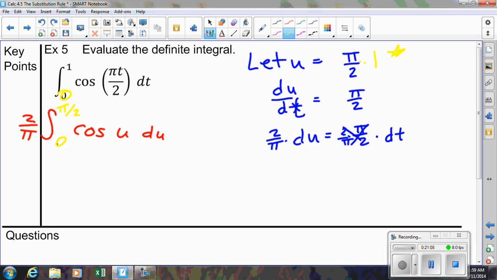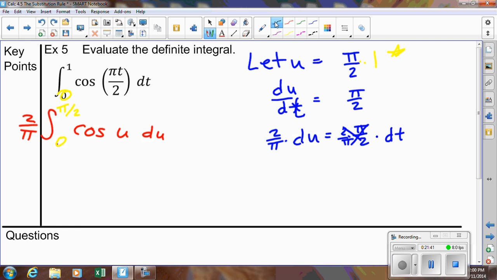Now, if we wanted to, we could have ignored the 0 and 1 completely and done our indefinite antiderivative and then changed it back into t. At that point, when it's changed back into the variable t, we could have used 0 and 1. My preference, though, is to change it right away off the bat, so that we don't have to worry about potentially forgetting to do it at the end. Just remember it at the beginning.